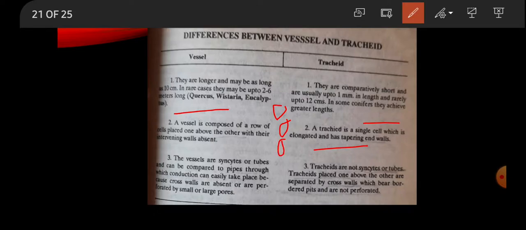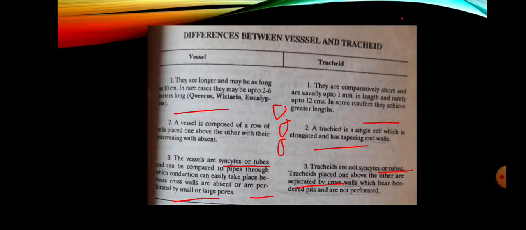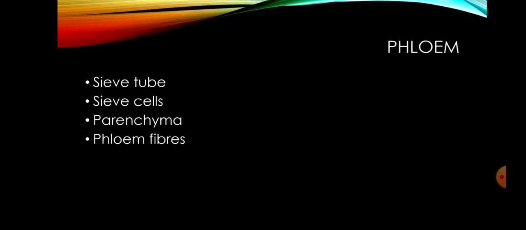Vessels are also called trachea. Vessels are syncytes or tubes. Syncytium means that inside the cell, nuclear division has happened but cytoplasmic division has not. So these are syncytial cells. Tracheids are not syncytes or tubes. They are placed one above the other but separated by cross walls, while vessels are separated by perforations. Small or large pores are responsible for their separation.